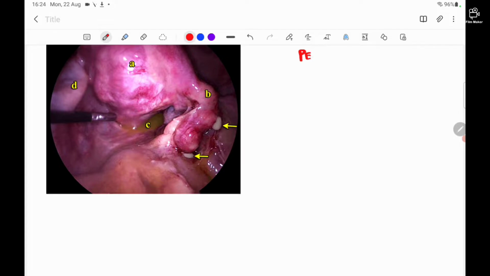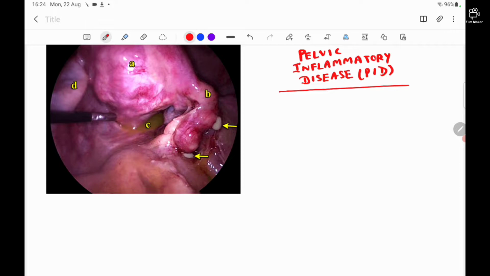Pelvic inflammatory disease, which is also called in short PID.